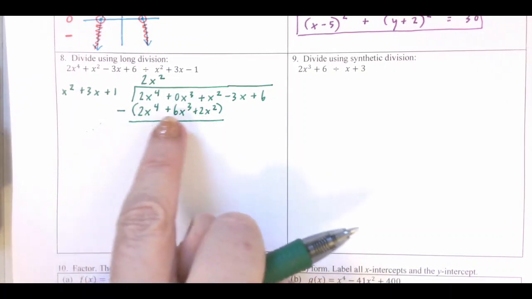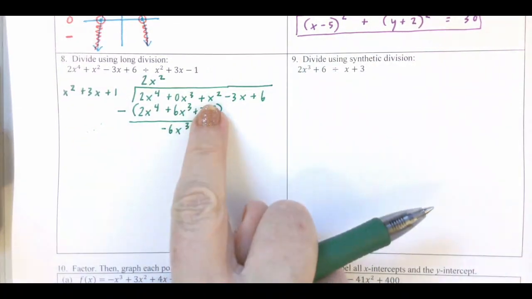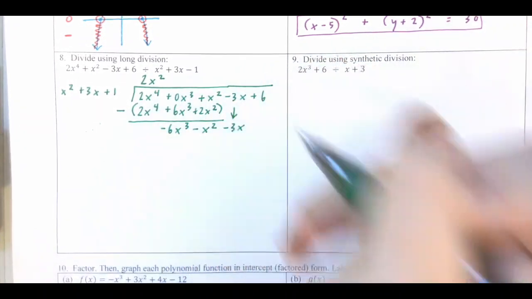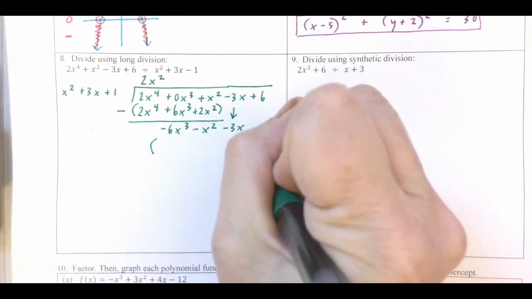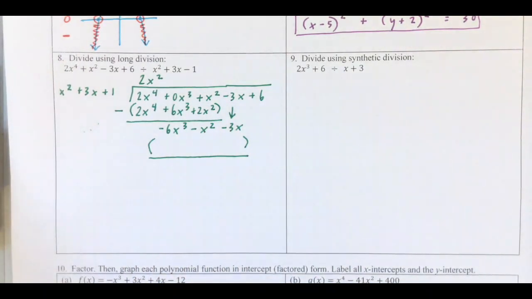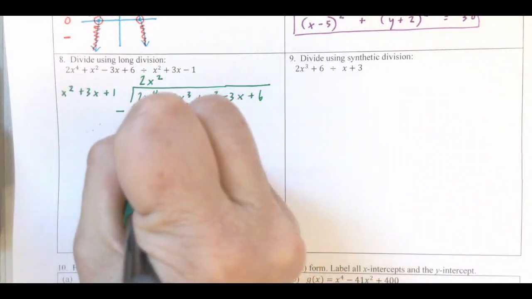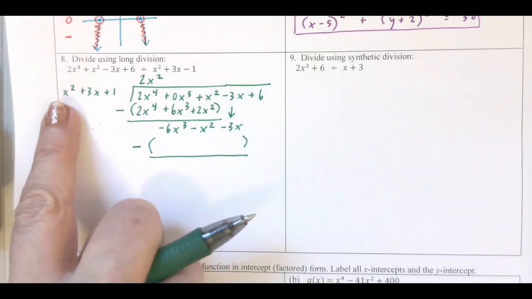0x to the 3rd minus 6x to the 3rd is a minus 6x to the 3rd. 1x squared minus 2x squared is minus x squared. Bring down the next term. Build out your structure. Okay, so let me see if we look good. Everything looks good.